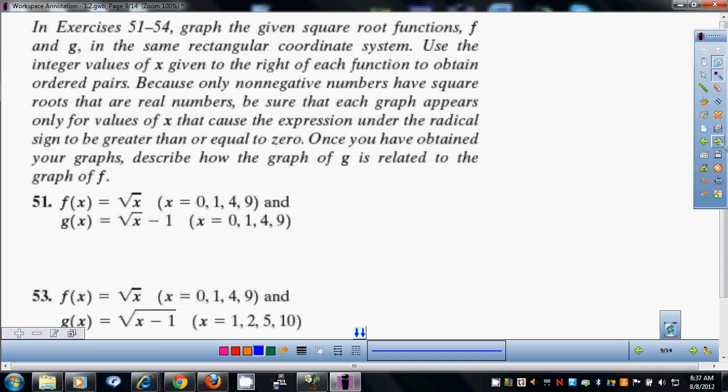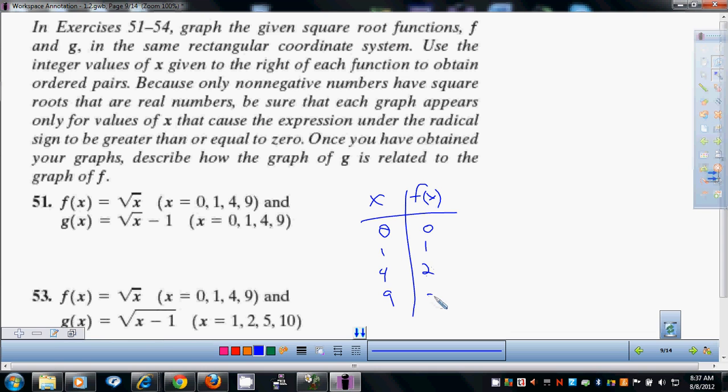So you'll plug all these into this one: 0, 1, 2, and 3. f of x. 0, 1, 4, 9. When you plug those into the function, you're going to get 0, 1, 2, and 3.